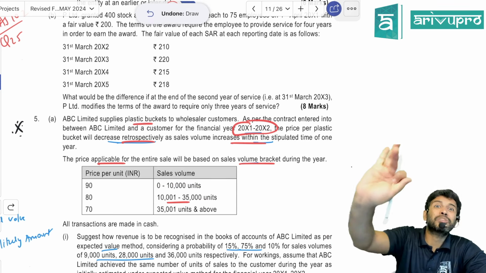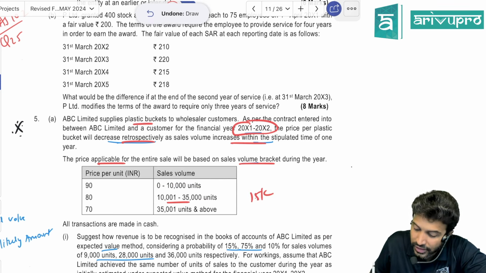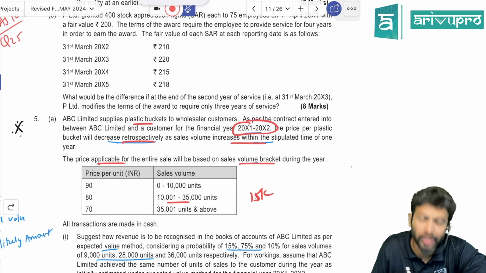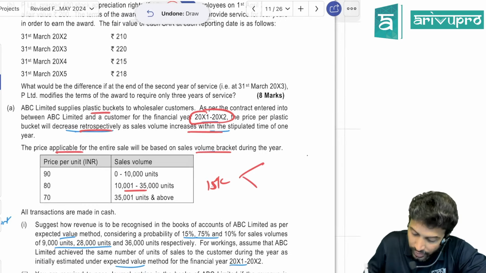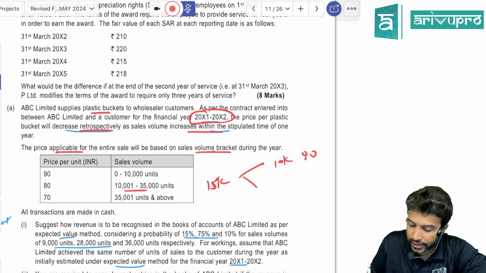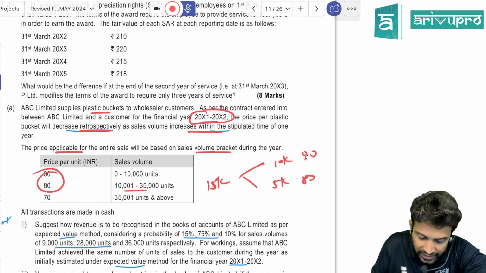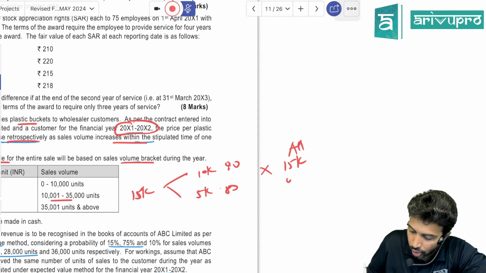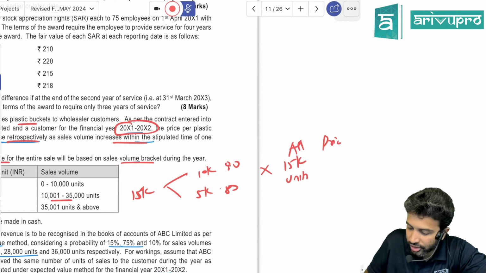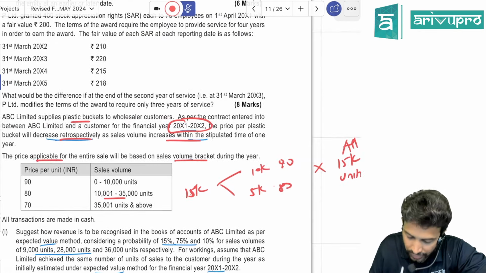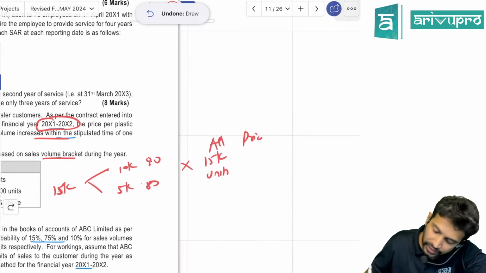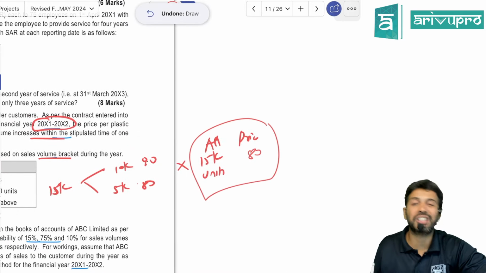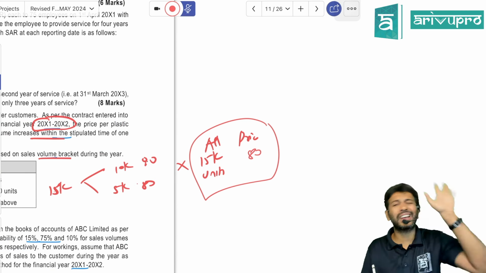No, it's a retrospective adjustment. Suppose the customer buys 15,000 units, assumption. 15,000 comes here. That means what, sir? It's not this way, that for the first 10,000 we will charge 90 and on the next 5,000 we will charge 80 per unit. No, on the entire 15,000 units, the price will be retrospectively adjusted. So 15,000 comes in which category? This. So on the entire 15,000 units, the price will be charged as 80 rupees. This is what we mean by retrospective adjustment.